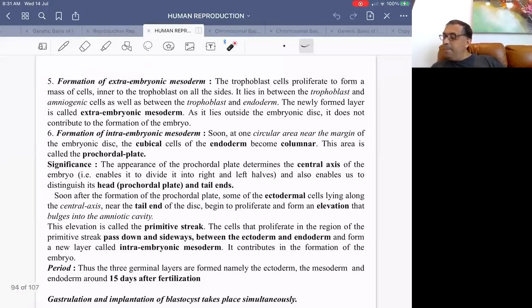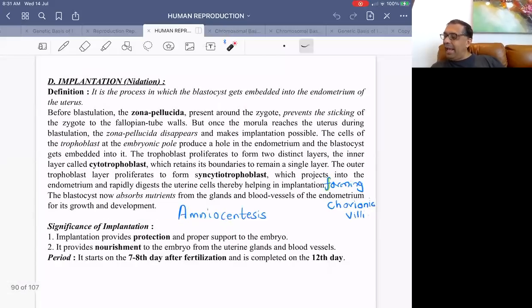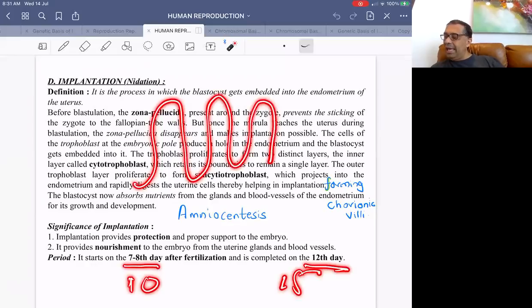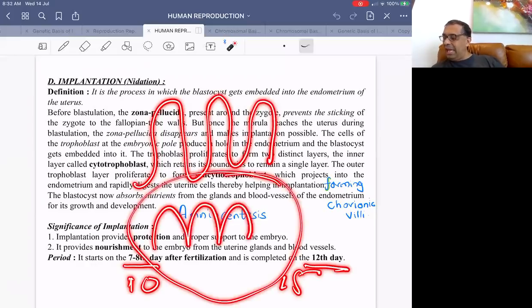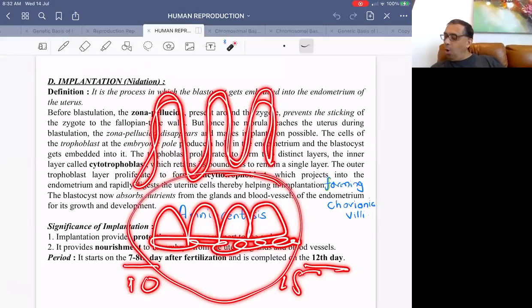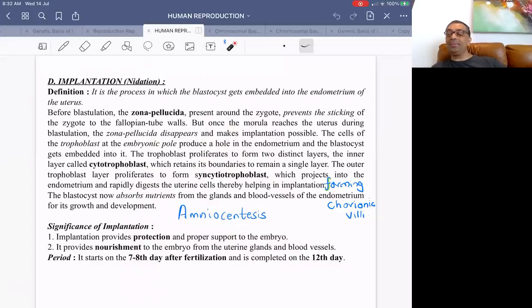And if you remember, implantation takes place from around the 7th, 8th day till the 12th day. And gastrulation is around the 10th day to the 15th day. Means implantation and gastrulation are taking place simultaneously. Here the chorionic villi are forming for implantation, and below, the ectoderm, mesoderm, endoderm are forming, gastrulation. These two processes are happening simultaneously.